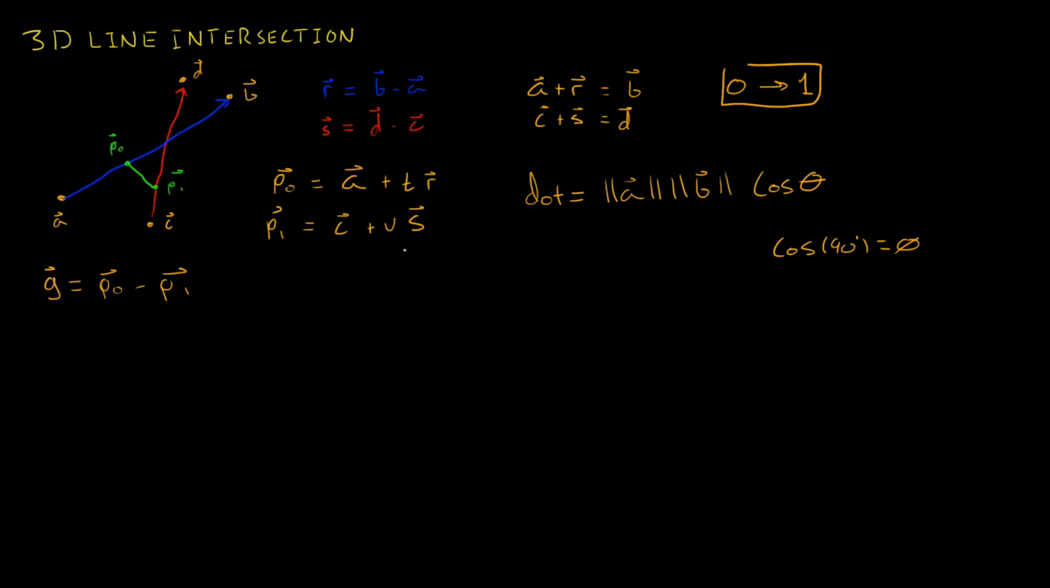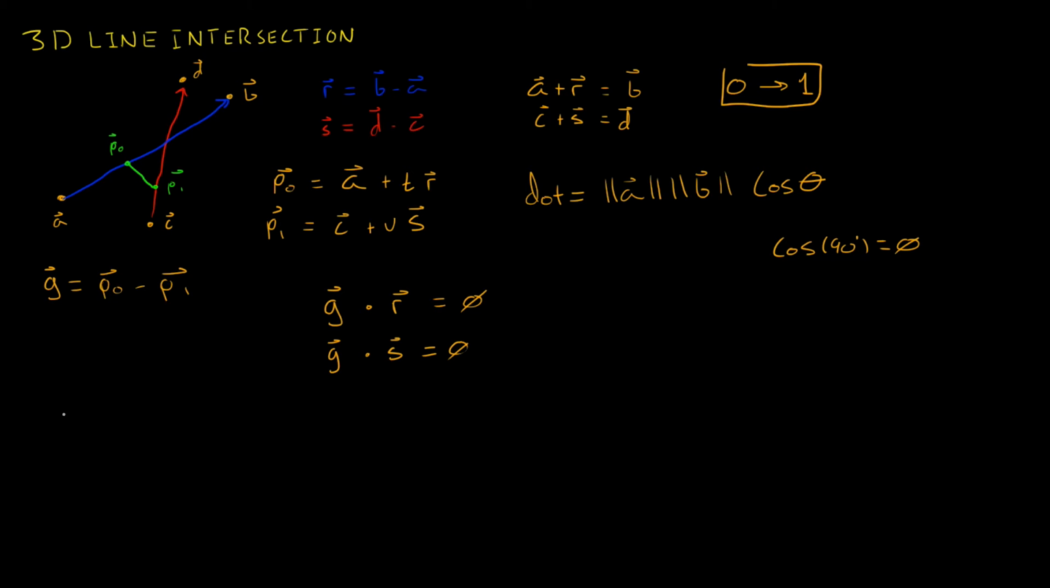I'm trying to think what the best way to do this is. Yeah, so if we have P0 and P1, G dotted against R, we're going to have 0. And if we have G dotted against S, we're going to have 0. And so we can start to expand that out a bit.